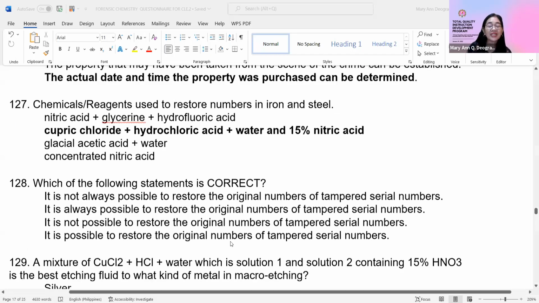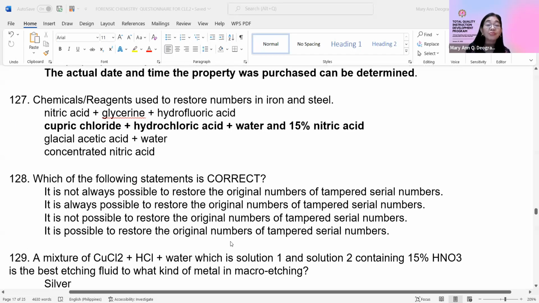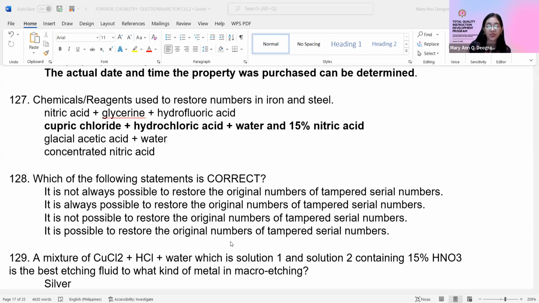Alright, which of the following statement is correct? Ganito lang naman yun eh. Ang mahirap dito yung mga ganitong mga tanong, mga situational na questions. A, it is not always possible to restore the original numbers of tampered serial numbers. B, it is always possible to restore the original numbers of tampered serial numbers. C, it is not possible to restore. D, it is possible to restore. Alin dyan ang pinakatama? Is it A, B, C, D? Okay, the answer is letter A.